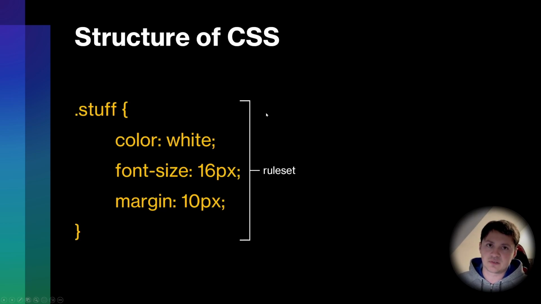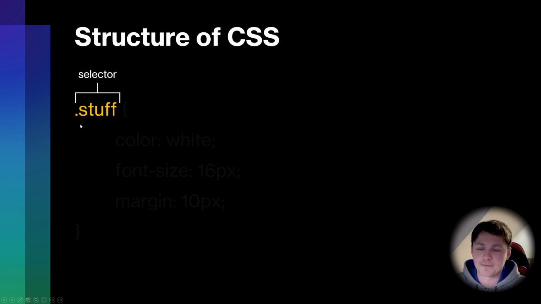So the structure of CSS is that CSS consists of rule sets. While in HTML we had tags that are either self-closing or have a closing counterpart, here we have rule sets. So we have those pieces of code which will look like this. We have something at the very beginning, then curly braces, something inside, and then a curly brace to enclose it, and that's called a rule set. At the beginning of the rule set we have a selector, and in this example the selector is written in the form of a full stop and then some word, in this example stuff.